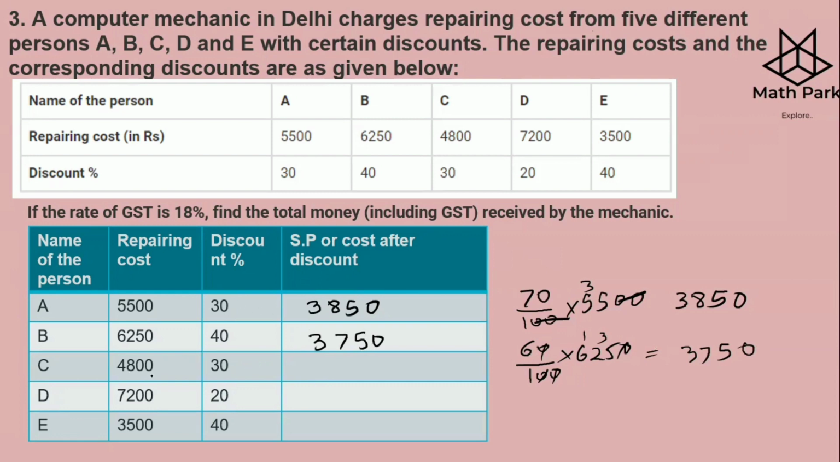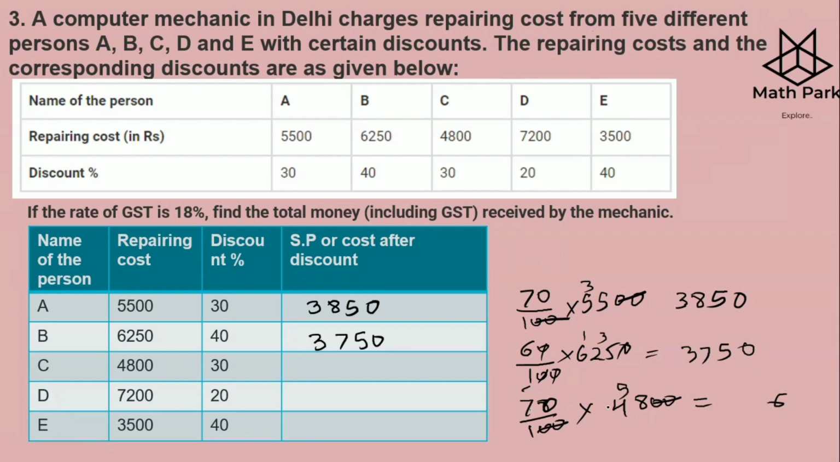Then for the next person, it is 4,800, 30%. So 30% means 70% of 4,800. So 70 upon 100 times 4,800. So we get this as, come on, 48 into 7. Come on, do along with me. 8 7s are 56, 5 carry.